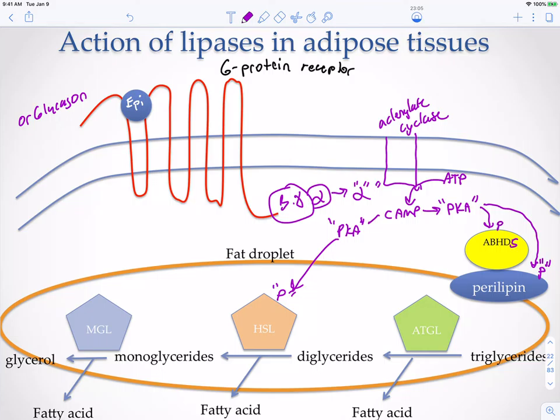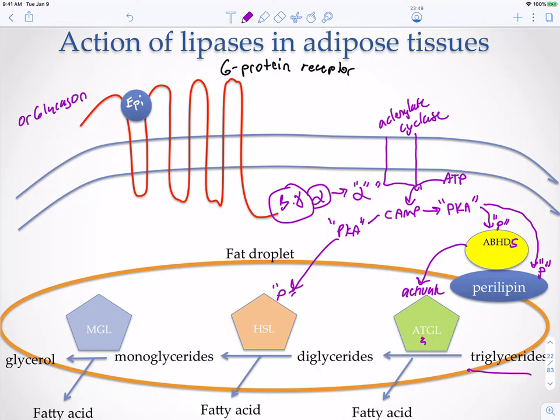Perilipin is going to be a controller of ABHD5. So perilipin will hold it. You can think of perilipin as sort of pearls around this fat droplet. And bound to the perilipin is going to be ABHD5 molecules or proteins. And then when you have activation of your G protein receptor and phosphorylation of perilipin, it will release ABHD5. So ABHD5 can then activate your adipose triglyceride lipase, which again, that's that T for triglyceride.